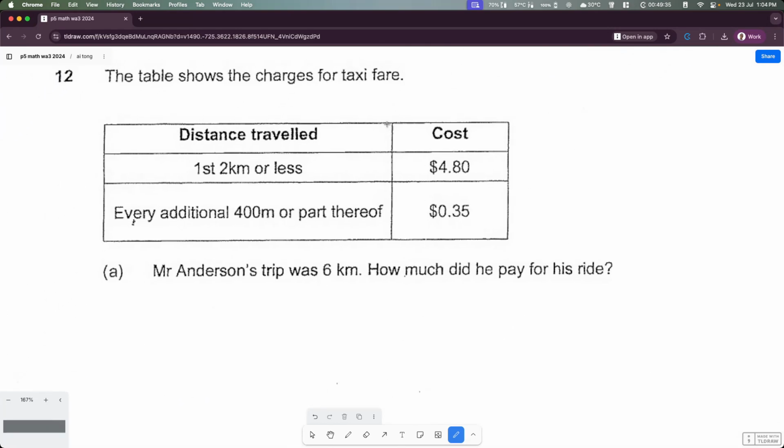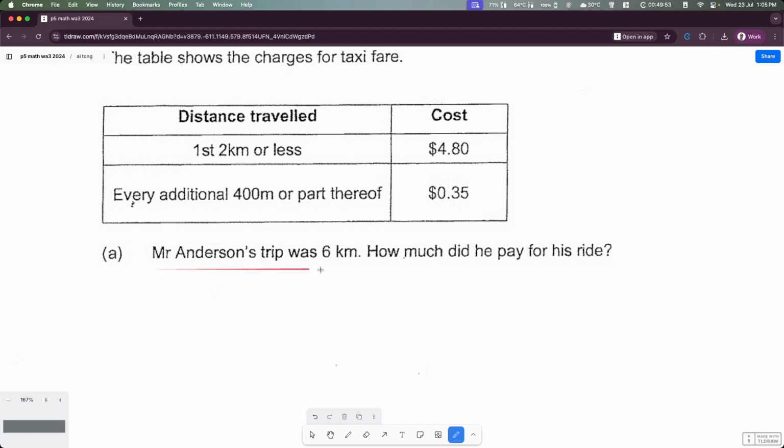Question 12. Okay, question 12 says the table shows the charges for taxi fare. The first 2 kilometers or less over here is $4.80. Every additional 400 meters or part thereof is $0.35. Okay, so Mr. Anderson's trip was 6 kilometers. How much did he pay for his ride?